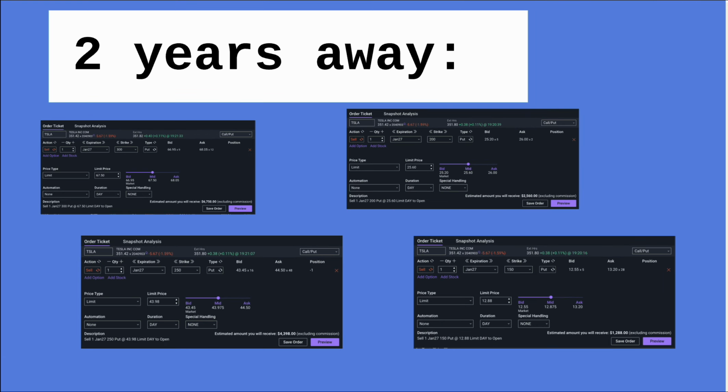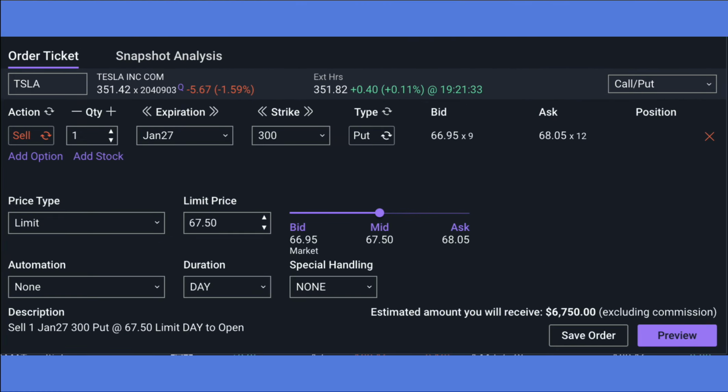But we can also go farther. That 2-month, $300 option someone was willing to pay $1,300 for, if you give them 2 years instead of 2 months, they will pay $6,700 to buy shares of Tesla for 15% lower than they are today. Plus, they're paying $67, so you're really only buying the shares for $300 minus 67, so $233, which is 33% lower than it is today.